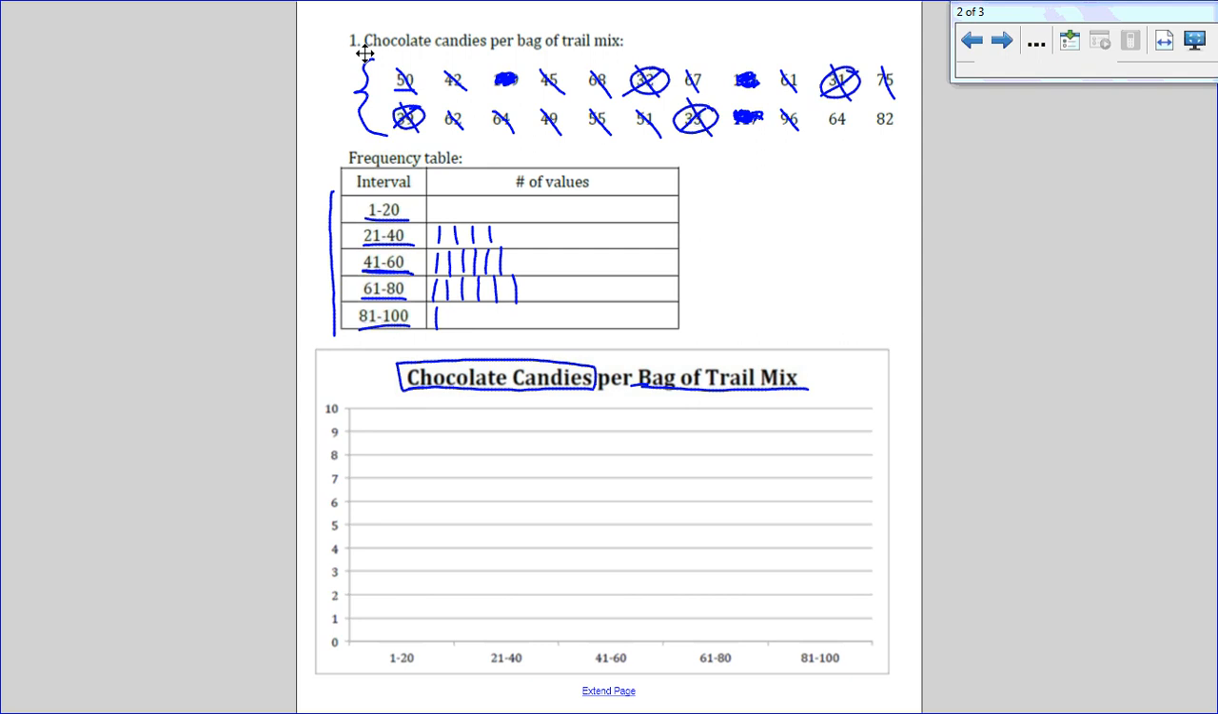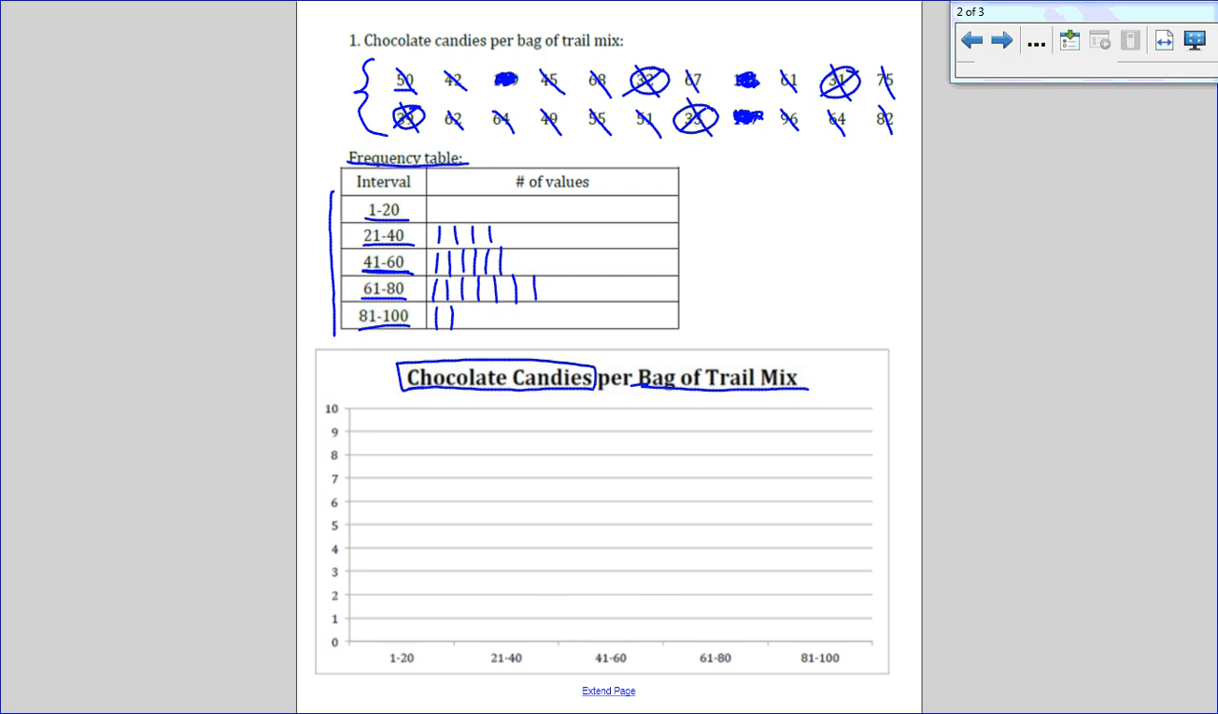64, our next number, falls between 61 and 80. And finally, 82 is going to fall between 81 and 100. So now we've accounted for each one of our numbers, and we put them in the proper place on our frequency table.